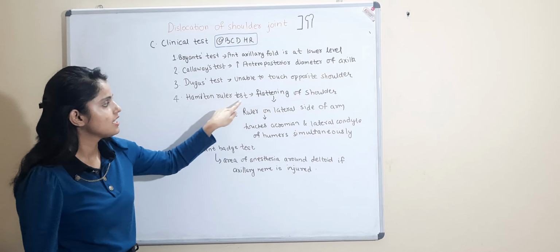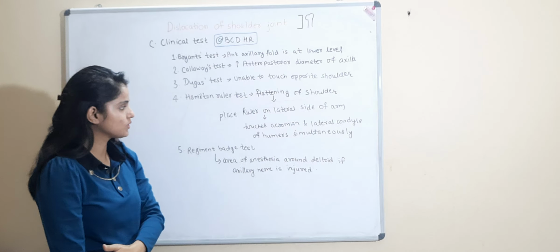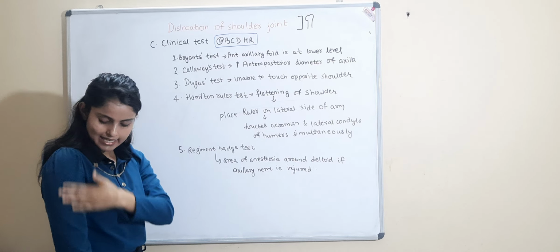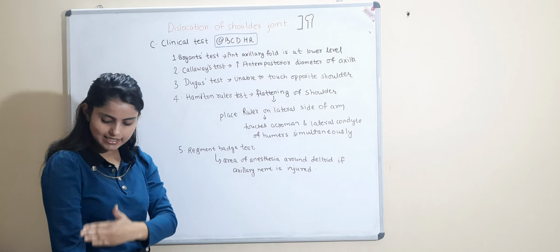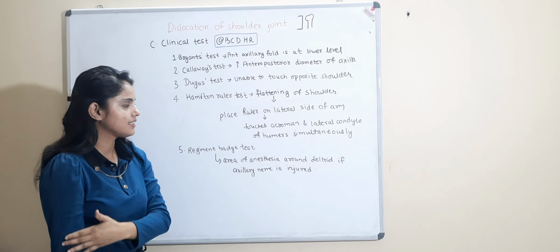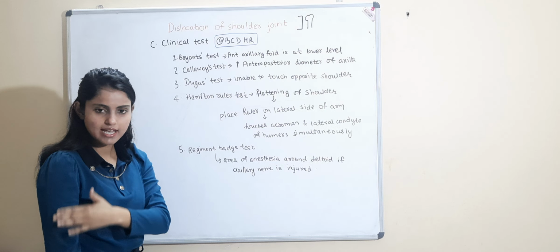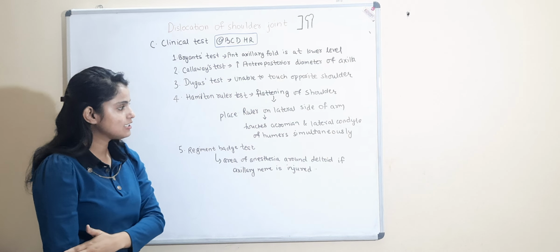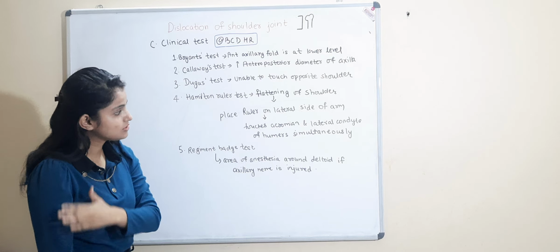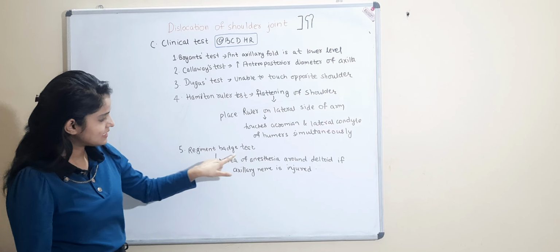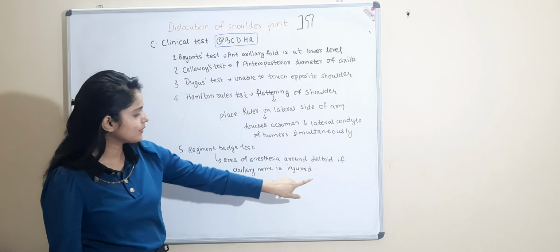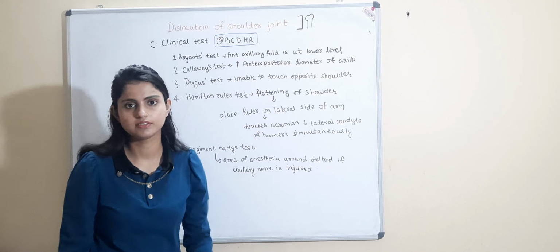Hamilton ruler test. As there is flattening of the shoulder, when we place ruler on lateral side of the arm, this acromion process and the lateral epicondyle of the humerus, that ruler can touch acromion process and the lateral epicondyle simultaneously. Regimental Badge sign. Area of anesthesia around deltoid if axillary nerve is injured.